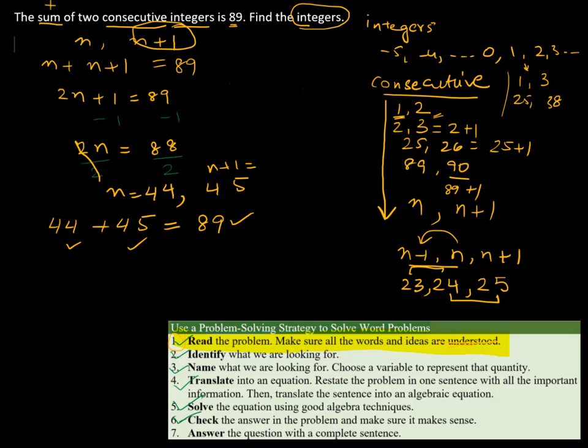Now we are at the last step of our problem solving strategy, and it is to answer the question in a complete sentence. Okay, let's do that. The two consecutive integers which when added give us 89 are 44 and 45. And that's it. We're done with the problem.